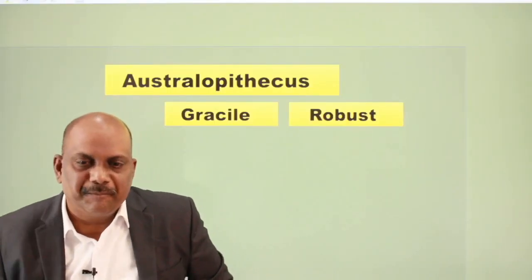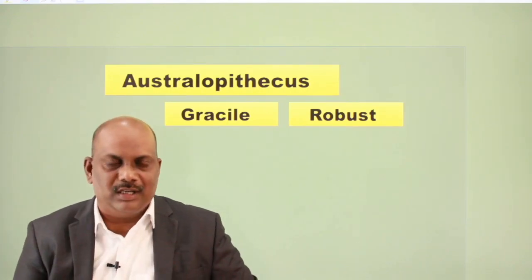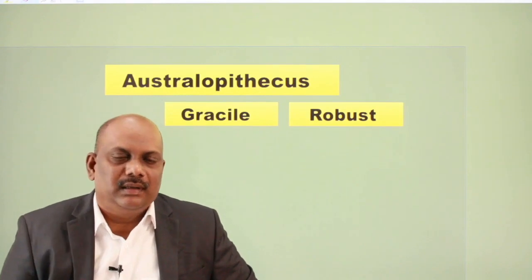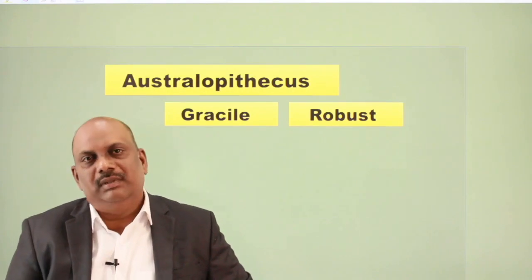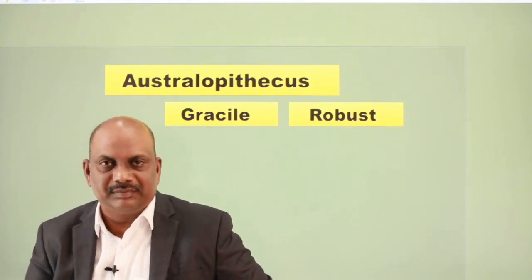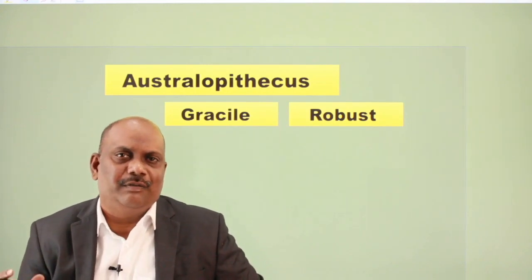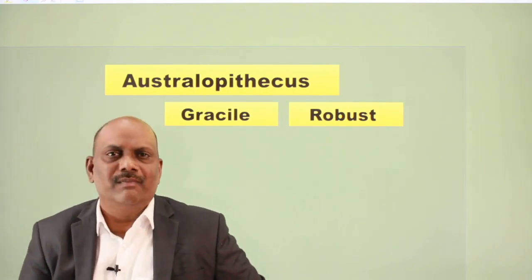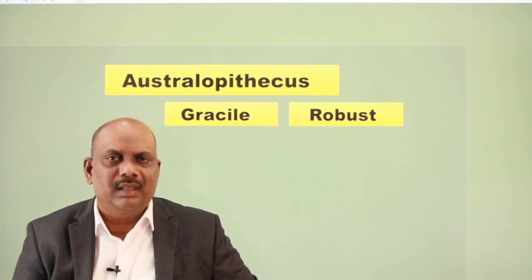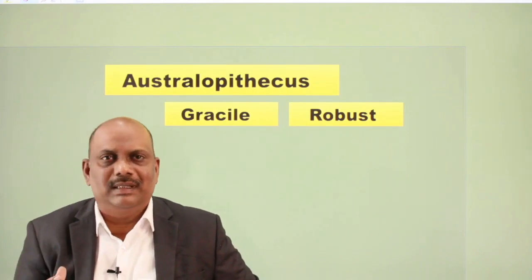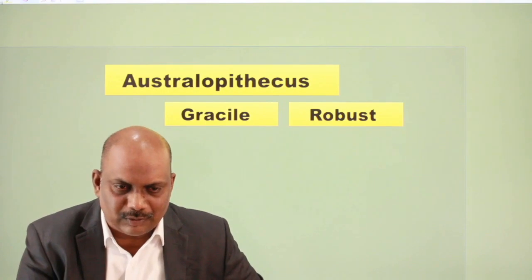Hello and welcome back. Now let us continue our discussion on the topic Australopithecus. In the last lecture, we discussed the discovery of Australopithecus. So now let us discuss the general characteristics of Australopithecus along with its anatomical description. As I told you, Australopithecus lived somewhere between 4 to 2 million years ago.